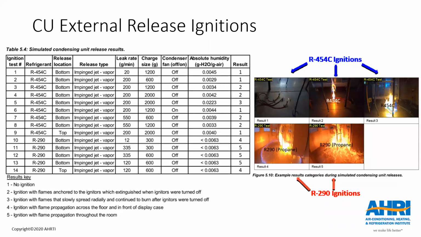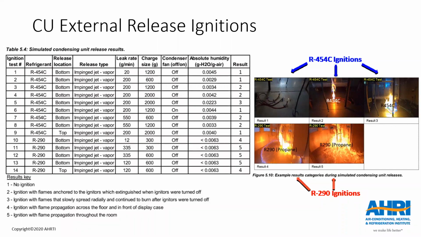So this is a quick summary of the ignition testing for external releases outside of the display cabinet. Table 5.4 shows you the different refrigerants, whether it's a top or bottom mounted release, the charge size, leak rates, whether the condenser fan's on or off. And below the table is the results key that shows the level of ignition severity going from the lowest severity being a 1 with no ignition to 5 being flame propagation throughout the room with a larger ignition. So if you look at the figures, the pictures on the right side, here's what we found.